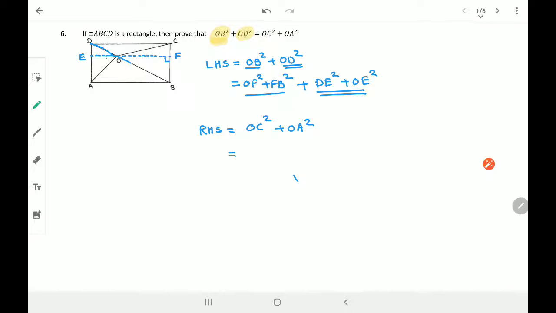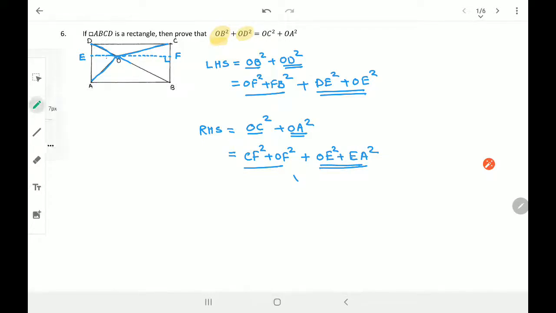Now what is OC square equal to? OC square is CF square plus OF square, right? So this is the OC square. And what is OA square? OA square is here. OA square is equal to OE square plus EA square. This is your RHS.